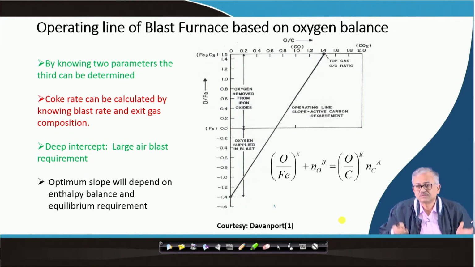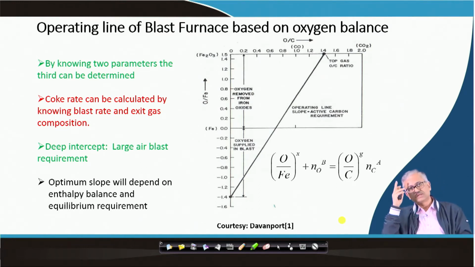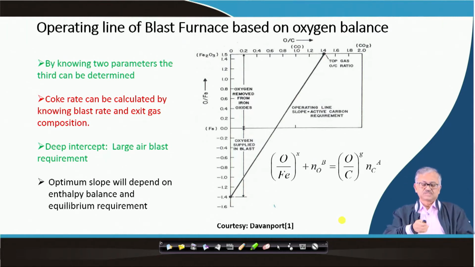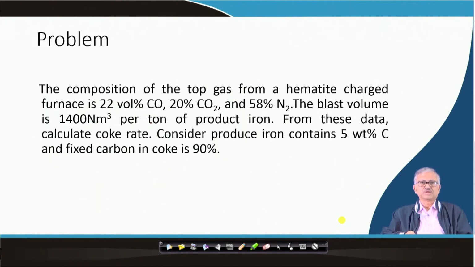If a blast furnace is operating in a steady state with a certain blast rate and gas composition, you can calculate what the coke rate was. Or if you know the coke rate and the gas composition, you can predict how much air blast you have to provide. And if you know how much air blast it is taking and the carbon rate, then you can calculate the composition of the gas. So by the simple oxygen balance, you can calculate an operating line. This is the simplest operating line of the blast furnace.